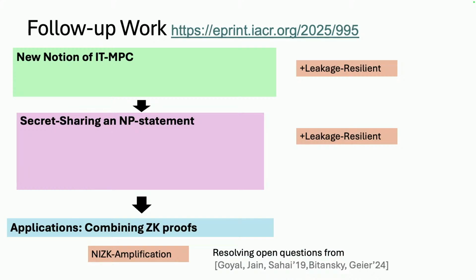Two words about the follow-up work. This work solves the problem of combining zero-knowledge proofs, but there's a harder problem, of NISQ amplification. Imagine you have a single PA, but with some probability, it fails to satisfy zero knowledge, and with some probability, fails to satisfy soundness. So this is much harder.